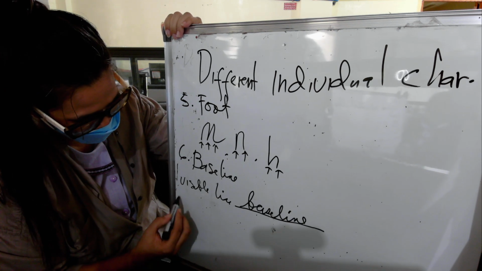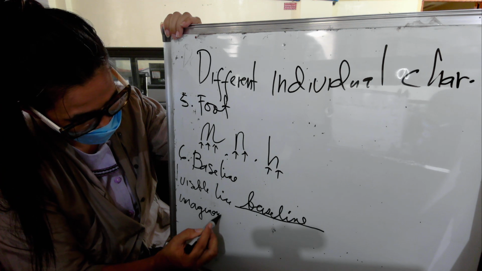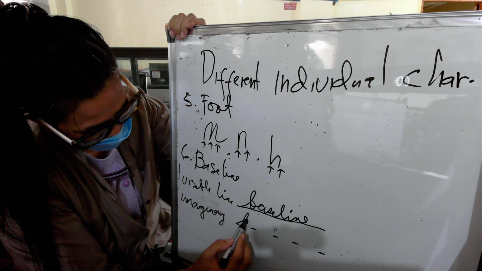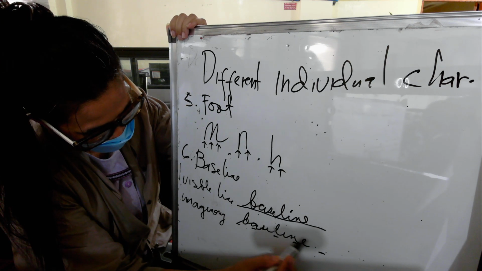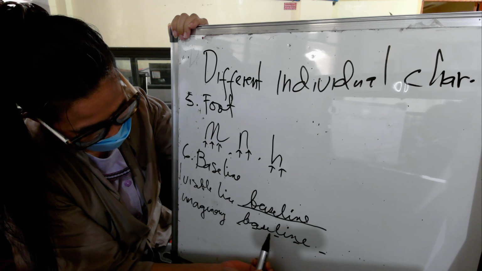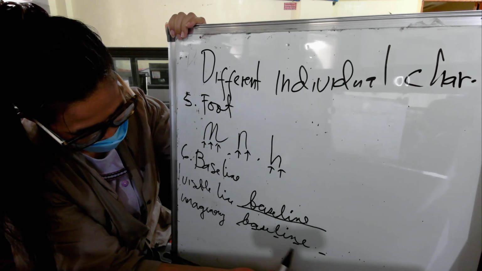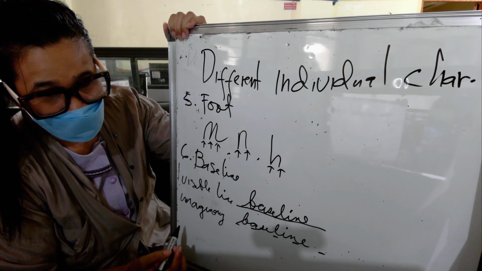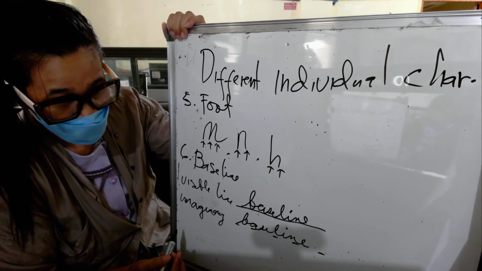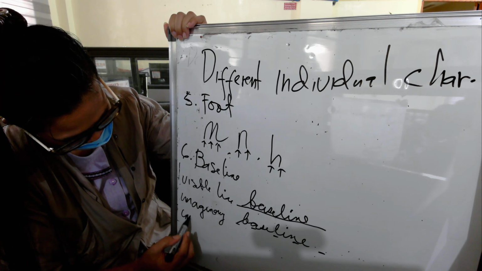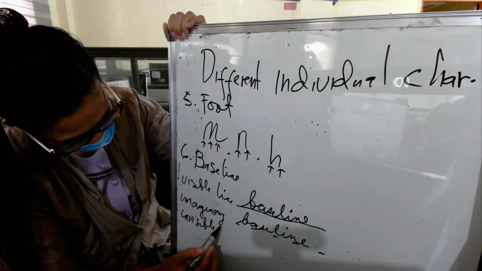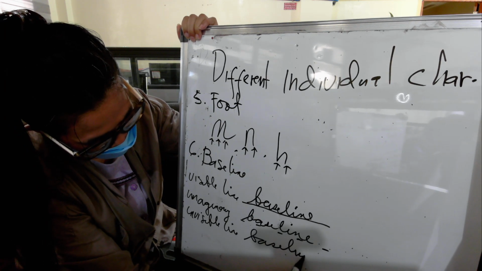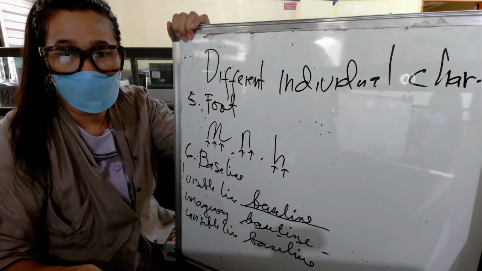Pero pag imaginary line naman, baseline. You can see the differences. May mapupunta sa taas kasi nga wala siyang line na sinusundan. And then another one is, we have invisible line. Okay? So wala kang makitang line dyan. So, baseline. You can compare the 3 if they are aligned or not.